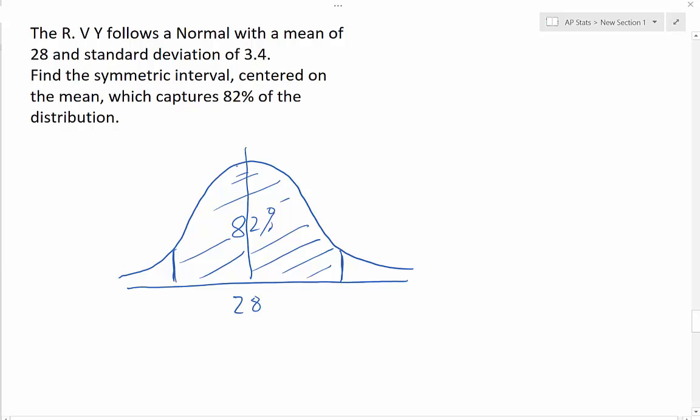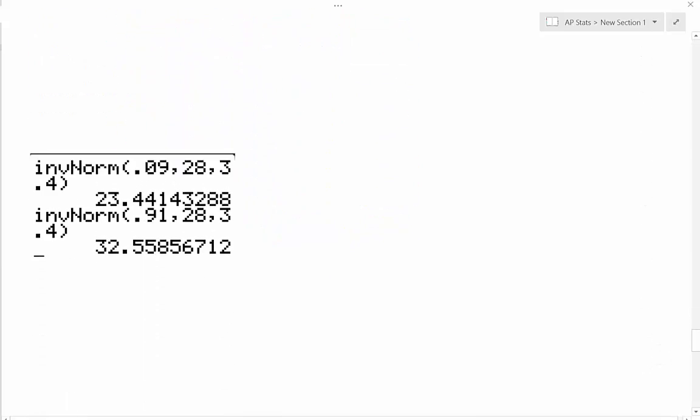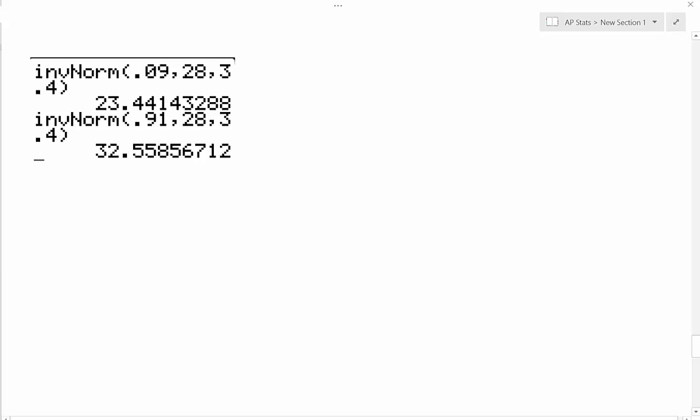That's not at all what we can use with the inverse normal. However, if there's 82% inside, then there's 18% not included, and because it's symmetric, that means there's 9% in either tail. 9% below this guy and 9% above, or in other words 91% below that guy. So we want tail areas of 9% and 91%. And it does that for us straight away. 23.44 to 32.56. So there you go.